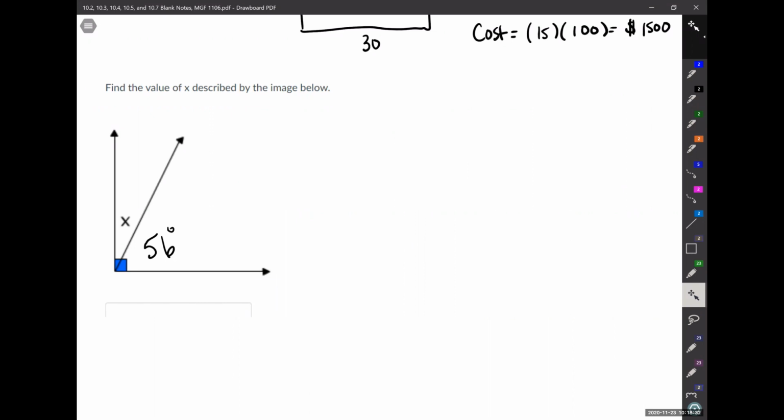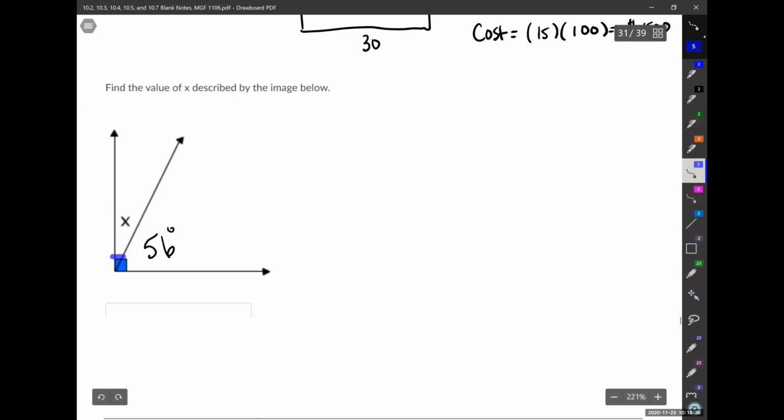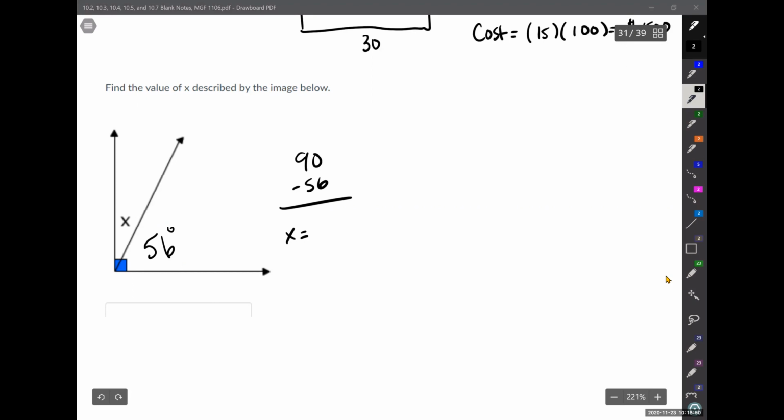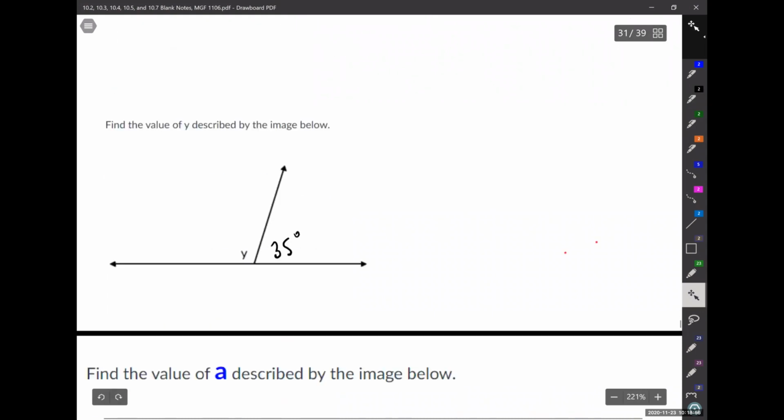Looking at our value here, we're saying find this missing value, but what do we recognize about it? It's part of a 90-degree right angle. So 56 plus the unknown equals 90. Reverse that and we get 90 minus 56 equals our unknown x. I believe that should give us 34. Great job to those who sent that in the chat.